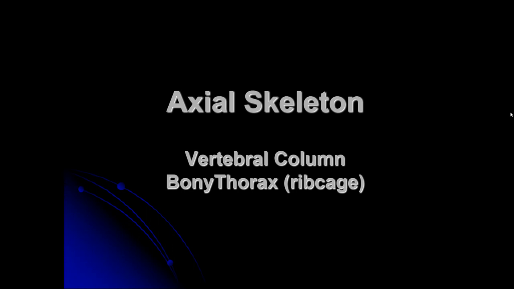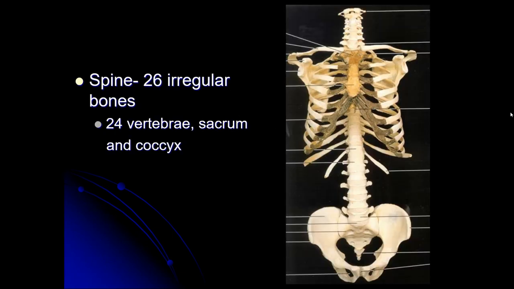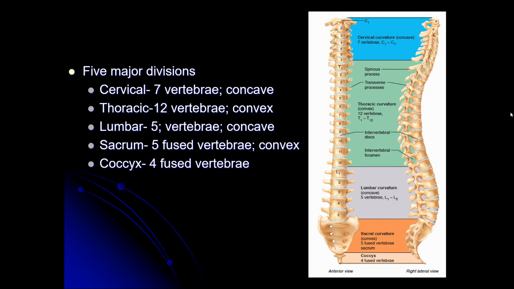Let's look at the vertebral column first. If you look at the vertebral column or spine, it is 26 irregular bones. There are 24 vertebrae and then a sacrum and a coccyx. If you look at it from the front, it looks very straight. But if you look at it from the side or lateral view, there are curvatures.